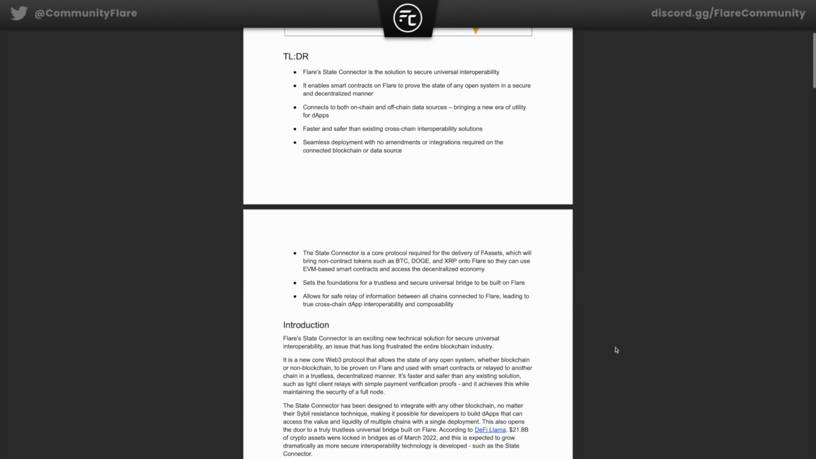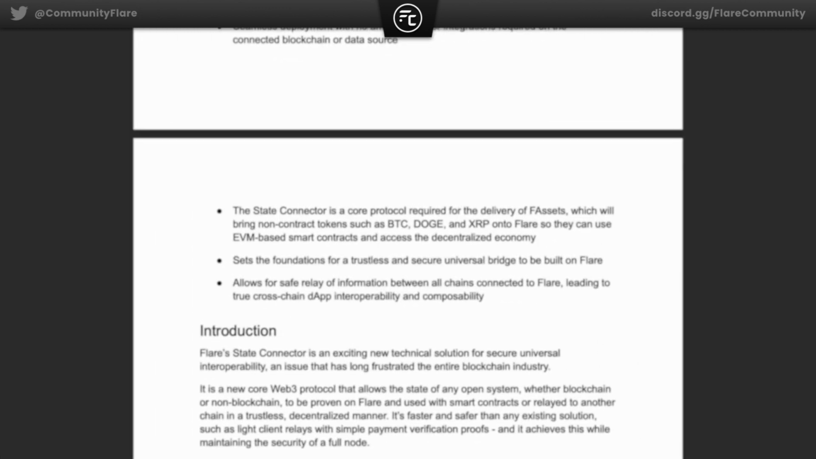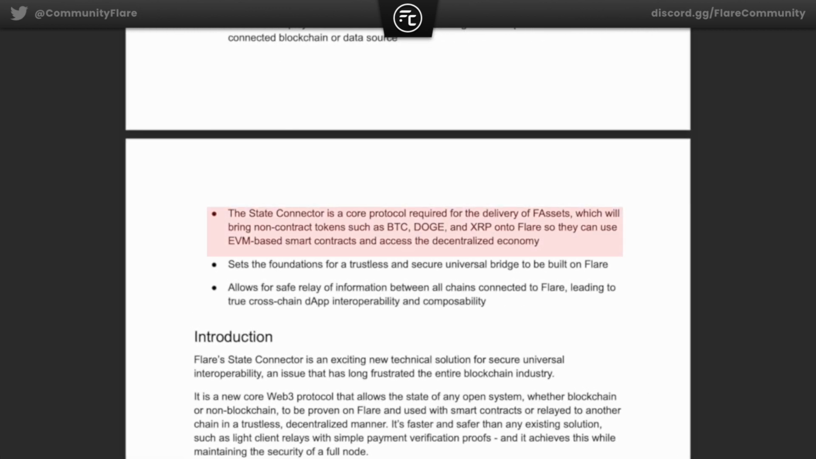If we scroll down here, the State Connector is a core protocol required for the delivery of F assets, which will bring non-contract tokens such as Bitcoin, Dogecoin, and XRP onto Flare so that they can use Ethereum virtual machine-based smart contracts and access the decentralized economy.